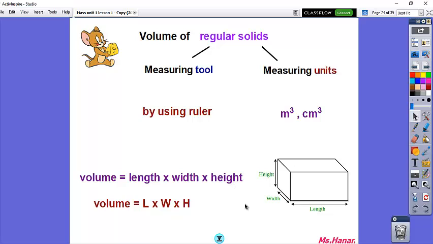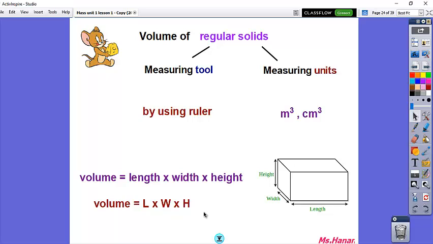Okay, measure the dimensions of it. What is the meaning of dimensions? Dimensions are the length, width, and the height of the cube. Like these lines, length, width, and height. But these are not the volume.